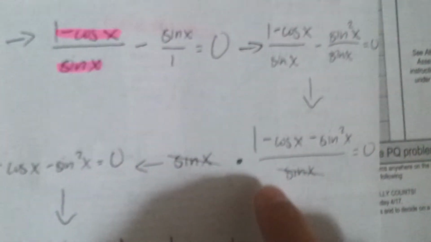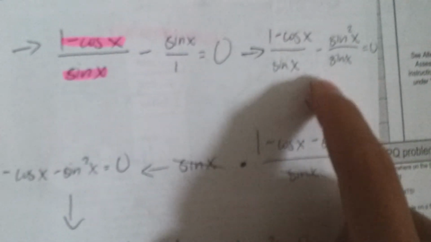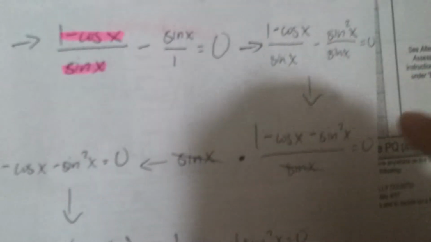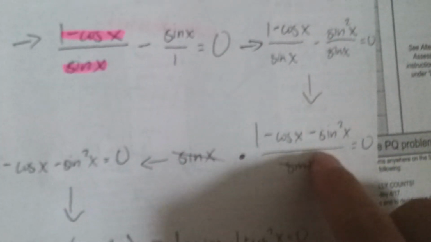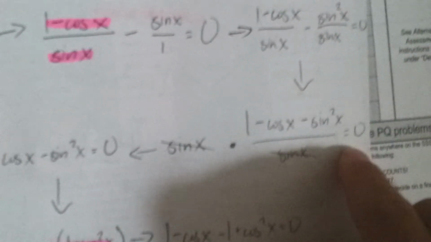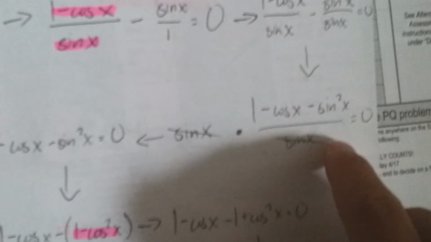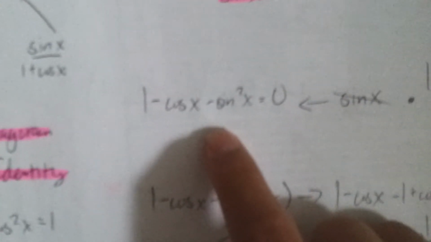We're going to drag it down and then combine these two into one fraction over sine x. So 1 minus cosine x minus sine squared x divided by sine x equals 0. So we're going to multiply sine x to both sides to get rid of it. So now we're left with just 1 minus cosine x minus sine squared x equals 0.